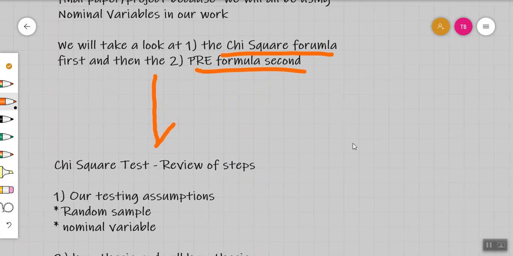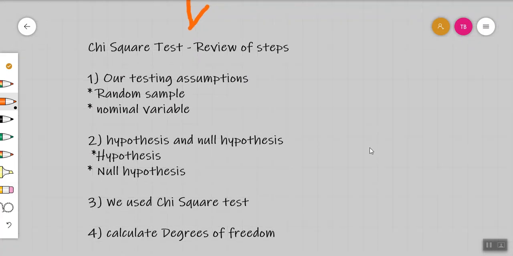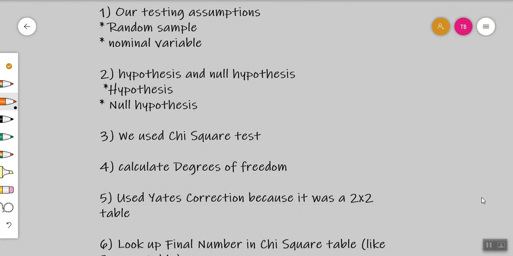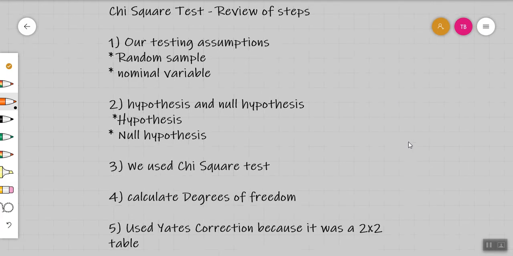Okay? So here is a review of the steps. So there's essentially going to be 6 steps in the chi-square test.